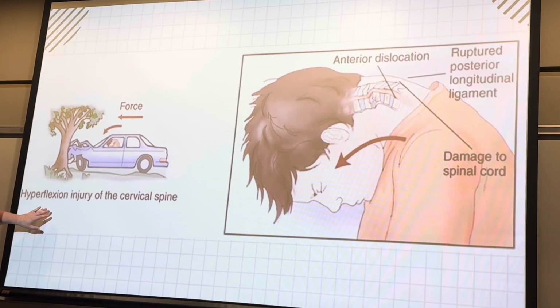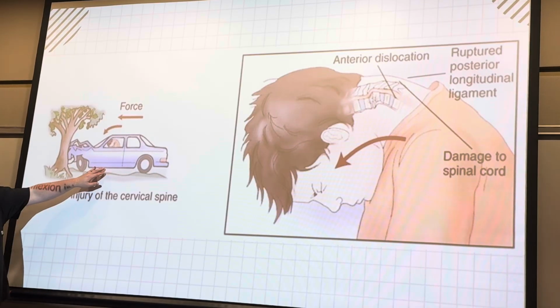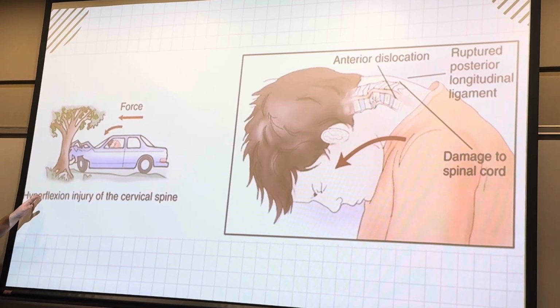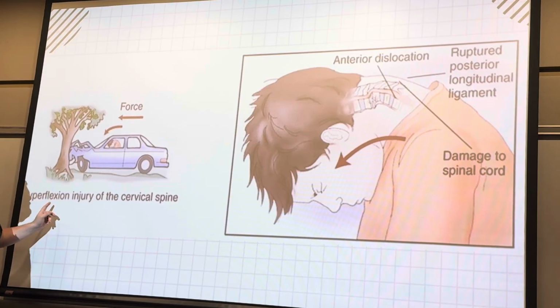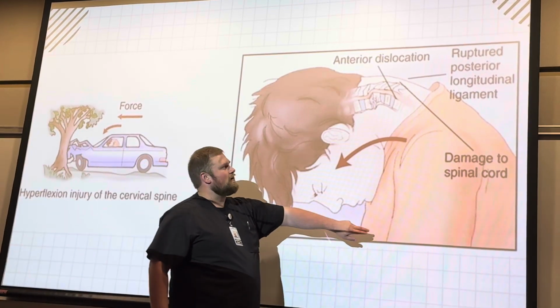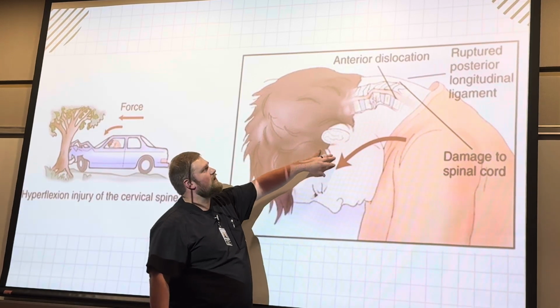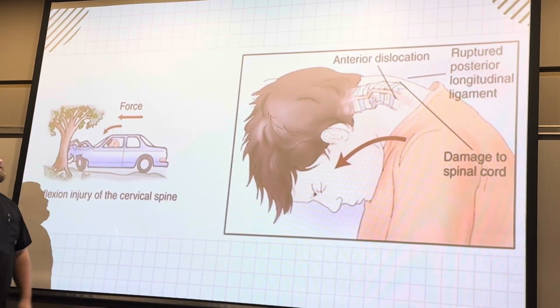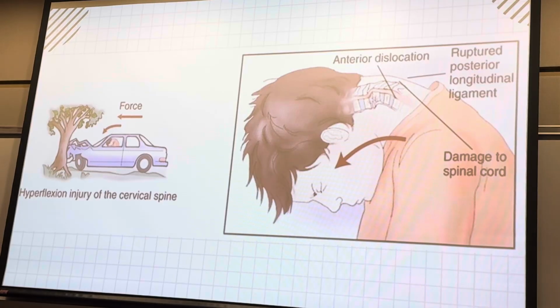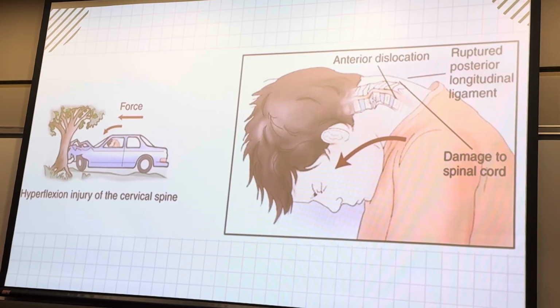So something like a car crash. Car comes in, hits a tree, maybe another oncoming car, causes that neck to kind of snap forward, right? And you have that hyperflexion of your spinal column, of that cervical spine. So that's where you get that dislocation. You might have some disc impairment as well. You might have some bone fragments that kind of pop off, causing a spinal cord injury.